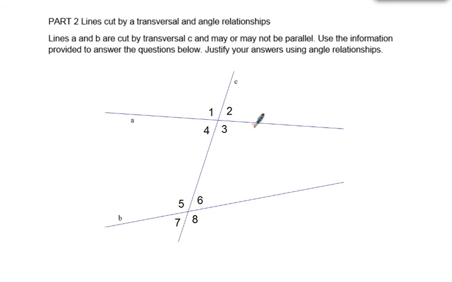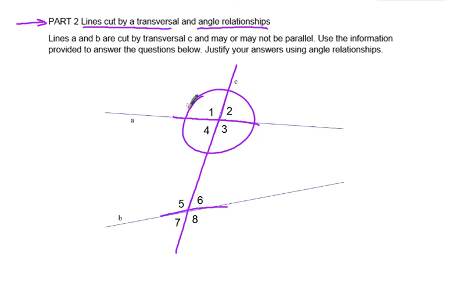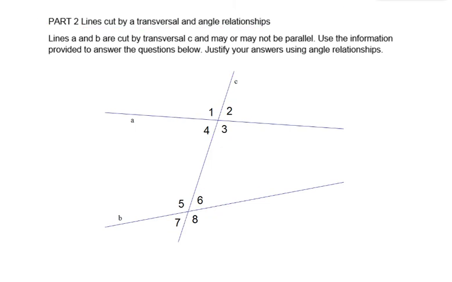Hey there, Sherwood. In this video, we'll look at the solutions to the homework that was given for part 2, where we have lines cut by a transversal. This is called a transversal that's cutting the lines, and the angle relationships for the angles formed by the transversal. Let's look carefully at the directions together.